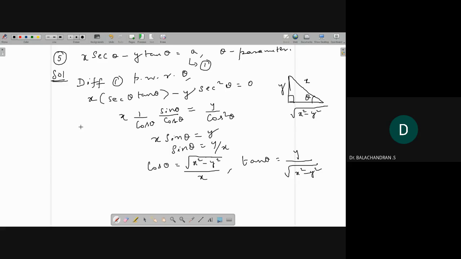So now substitute in the equation 1. So 1 implies x into secant theta. Secant theta you can write 1 by cos, that is a reciprocal of this. So x by, this is a multiplication symbol, x by root of x square minus y square, and then minus y into tan theta. Tan theta is y by root of x square minus y square equal to a. So you take LCM, root of x square minus y square.